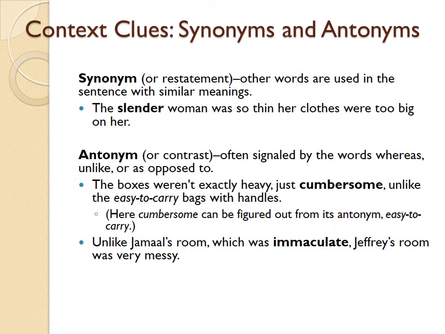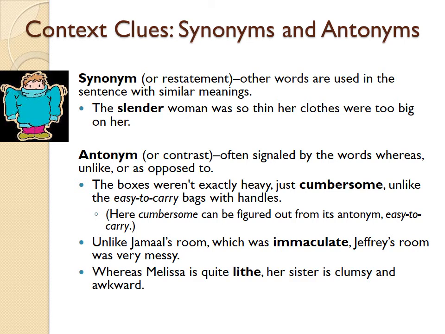Unlike Jamal's room, which was immaculate, Jeffrey's room was very messy. So we have the opposite of immaculate and very messy. And then finally, whereas Melissa is quite lithe, her sister is clumsy and awkward. So here we have the opposites of lithe and clumsy and awkward.